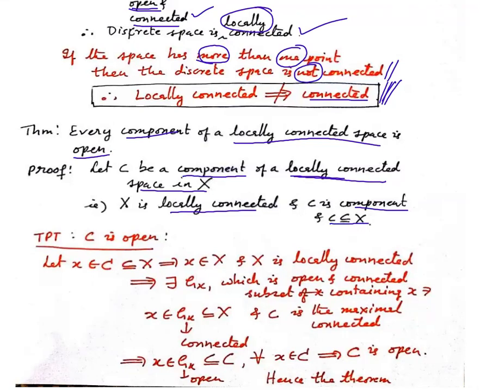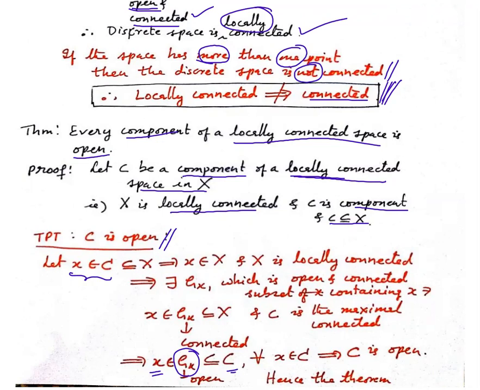What we have to prove? We have to prove C is open. We are going to prove that C is a neighborhood of each of its points. So take any point x belonging to C. We want an open set in between x and C. Let us see how we get that open set.